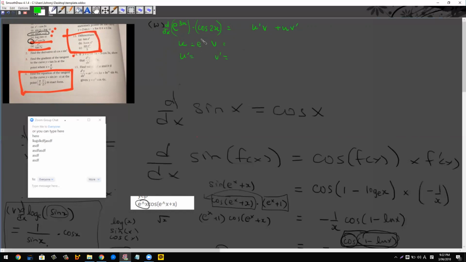What's U? U is equal to e to the power of 3x. What's V? That's cosine of 2x, isn't it? Yeah. Cosine of 2x. And now U dash is equal to differentiation of this, which is 3e to the 3x. Yep, 3e 3x, and then V dash is equal to differentiation of this one, which is minus 2 sine 2x. Excellent.